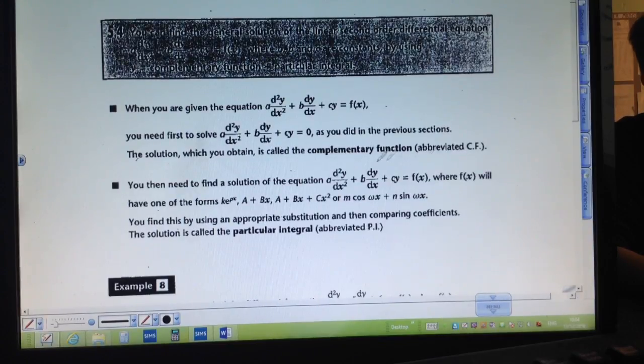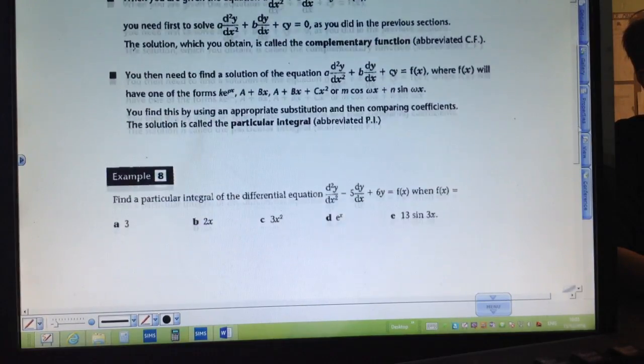So, complementary function. You need to find a solution for this where f of x will have one of the forms: an exponential function, a linear function, a quadratic function, or sorry, not complex, a trig function. You find this by using an appropriate substitution and then comparing coefficients. The solution is called the particular integral. So the first bit you set equal to 0 and you call it the complementary function, and that's what we've done before. And the next bit you try certain functions. That's what you do, and this is the process.